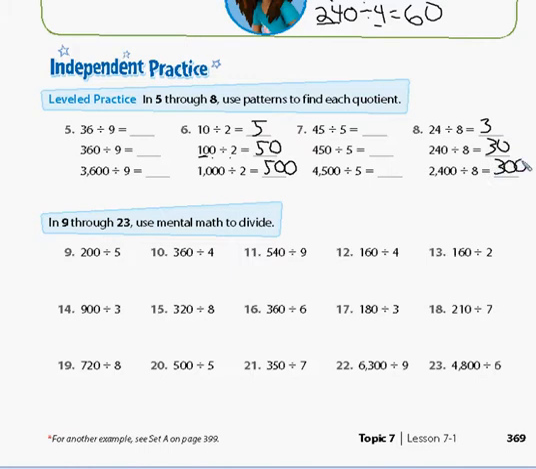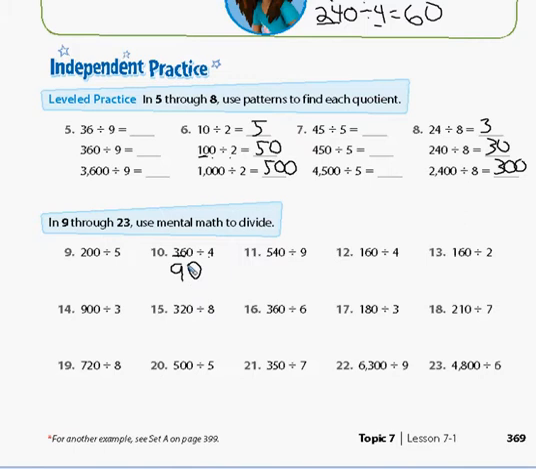Go ahead and look at question number 10. 36 divided by 4. 36 divided by 4 is 9, and I have 1 zero there, so that would be 90. So 360 divided by 4 would be 90.